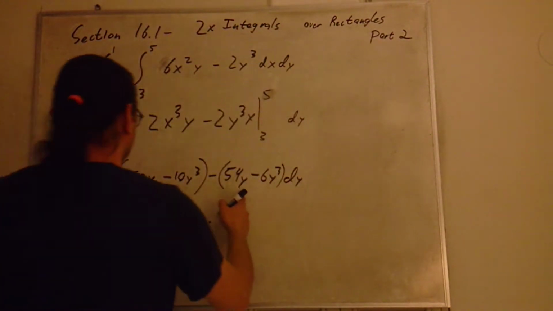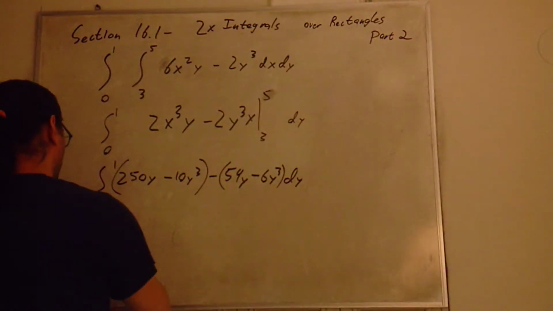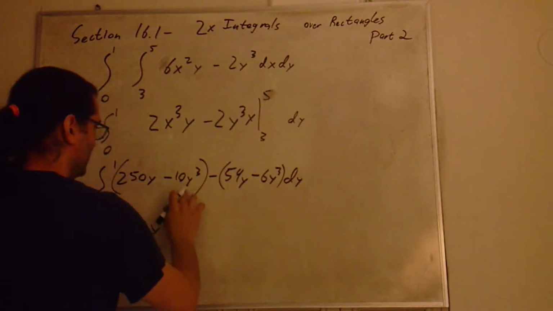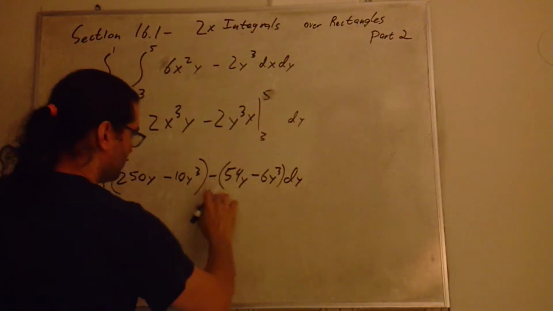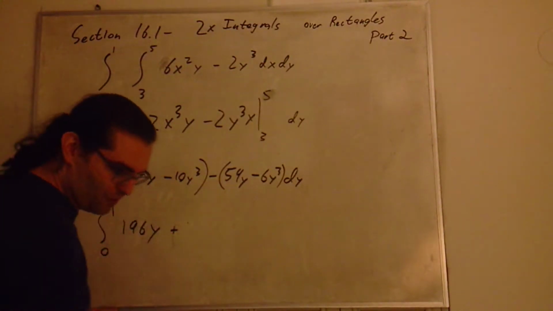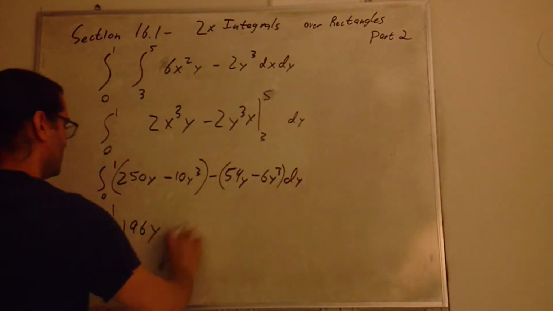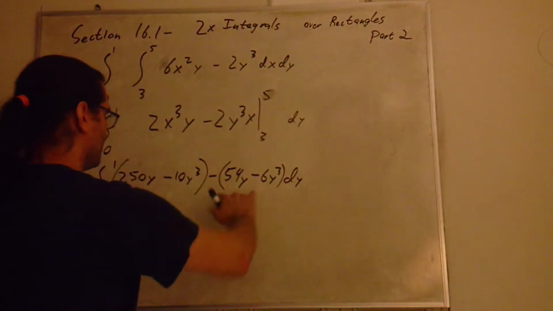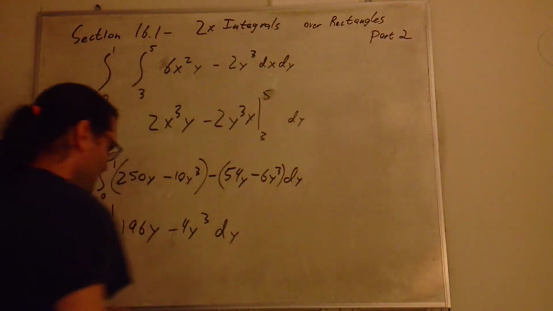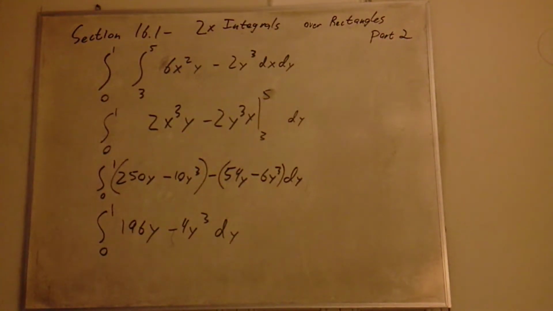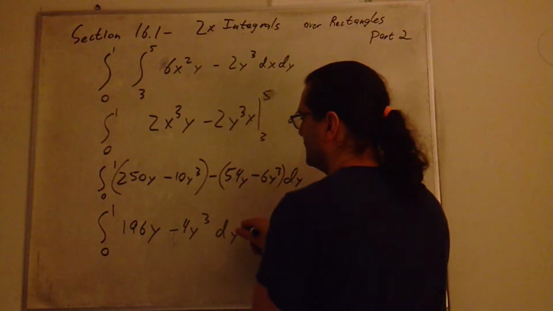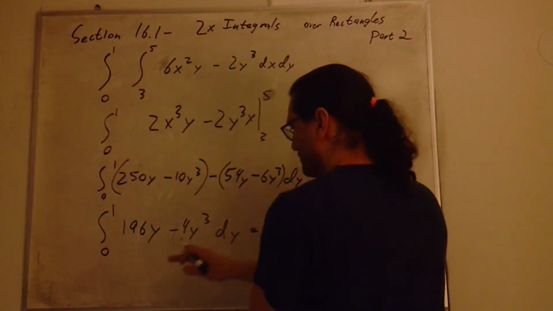Well, we can simplify it first. 250y minus 54y is 196y. Negative 10y cubed plus 6y cubed is going to be minus 4y cubed. Negative 10, positive 6, yeah. Negative 4y cubed dy. So we can handle this. We're going to do an antiderivative with respect to y.